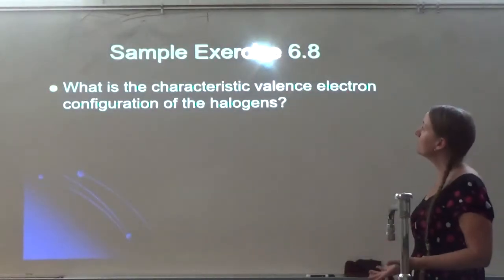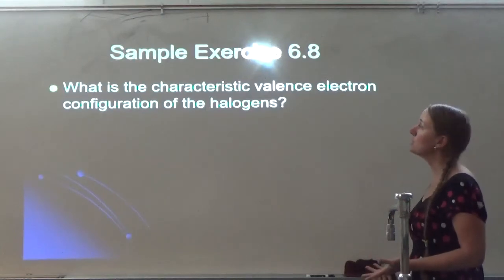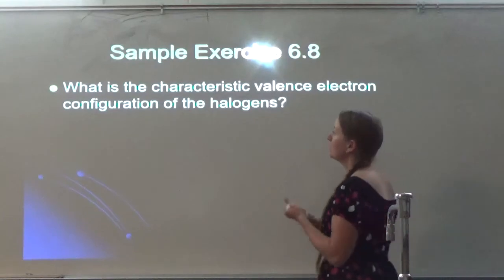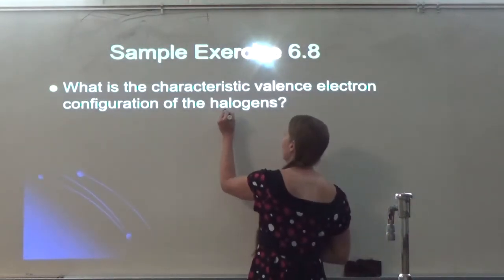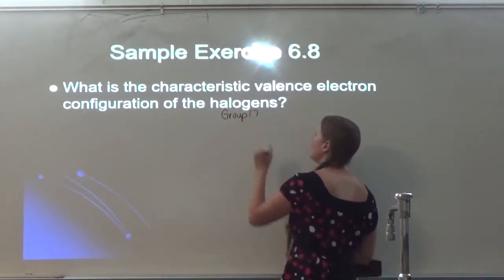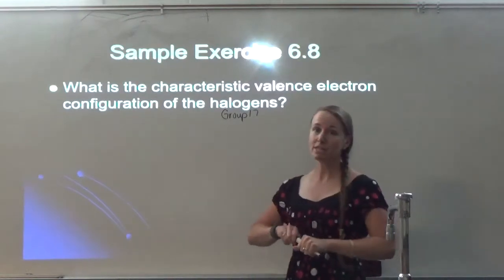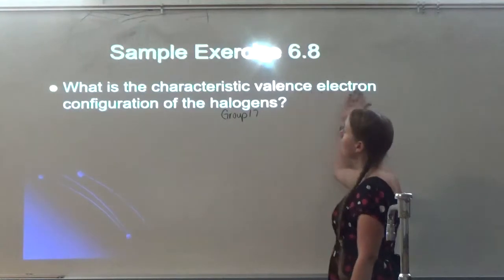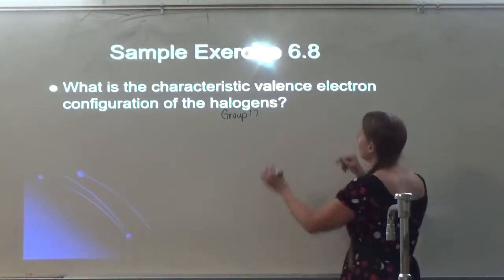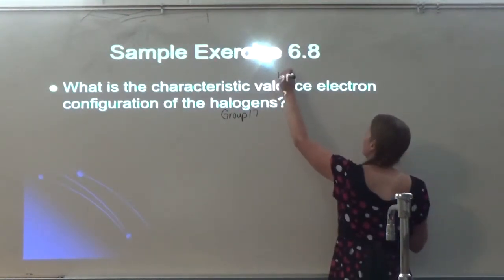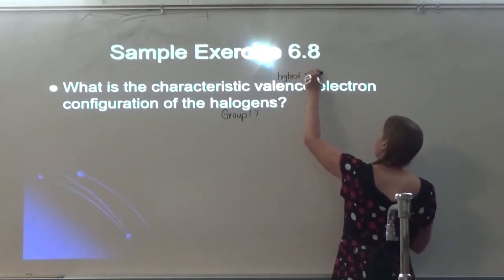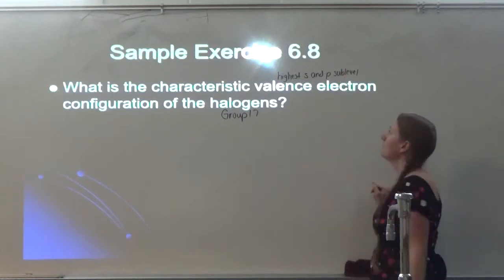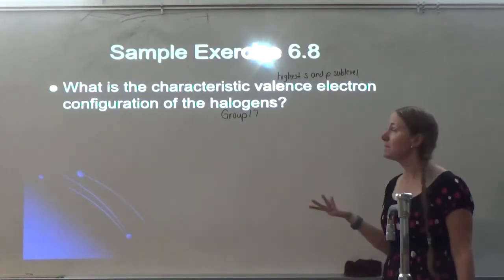So it says, what is the characteristic valence electron configuration of the halogens? Y'all, our halogens are group 17. That's first and foremost important. You got to know where the halogens are. So for group 17, notice it said the characteristic valence electron configuration. Valence electrons are the highest S and P sublevel. So it's your highest S and P sublevel.